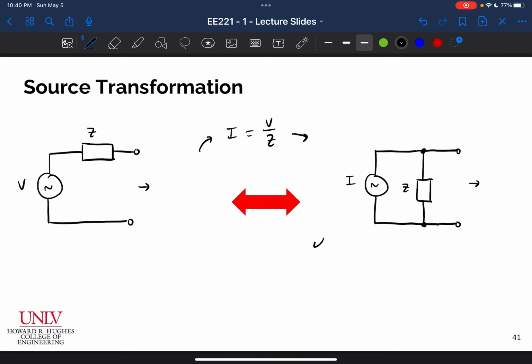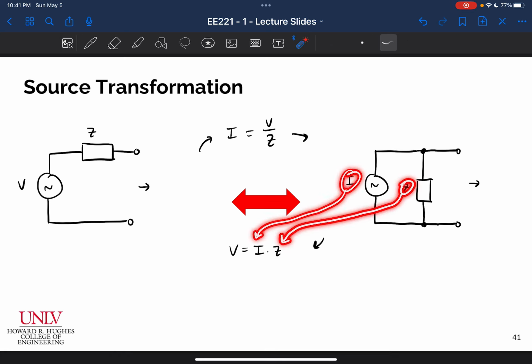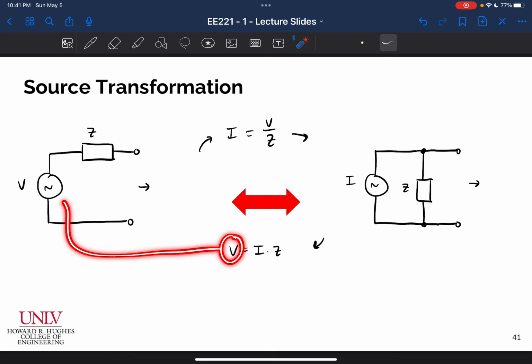If I want to go the other way, and I want to convert this into the voltage source in series with the impedance, all I got to do is take my impedance again and just move it over here. And then for my voltage, I just use Ohm's law. V is equal to I times Z, where this I is here and this Z is here. And then that voltage is the voltage that I would use in my transformed source. Okay, so that's about all we got for source transformation.